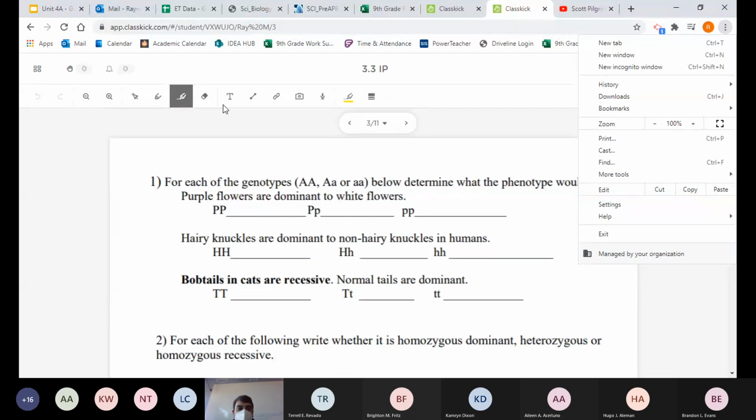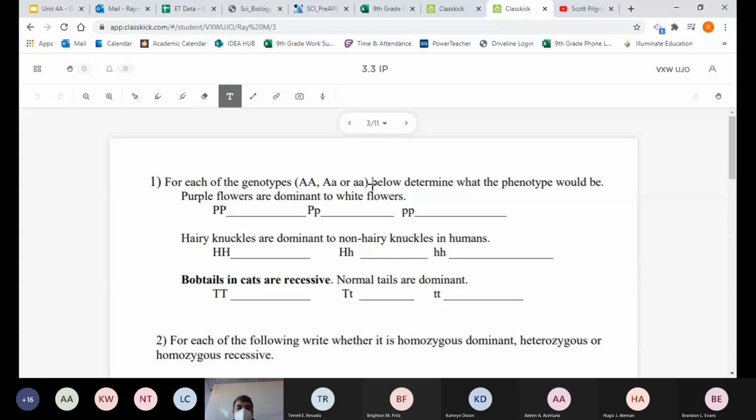For each of the genotypes below, determine what the phenotype would be. Purple flowers are dominant to white flowers. So we're talking about phenotypes. We're talking about the physical characteristics. So can someone tell me what you'd expect to see for big P, big P? Wouldn't it be 100% purple flowers? That's true. So this is a homozygous dominant. We got two dominant traits. The dominant trait says it is purple. So there you go. That's purple.